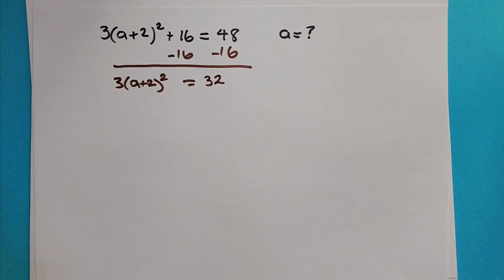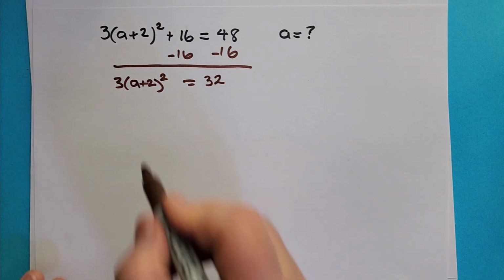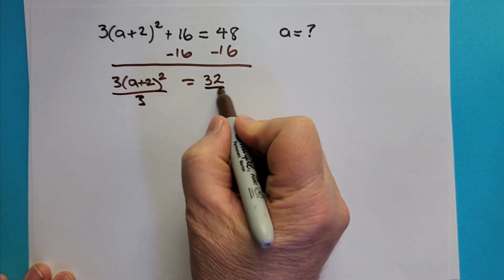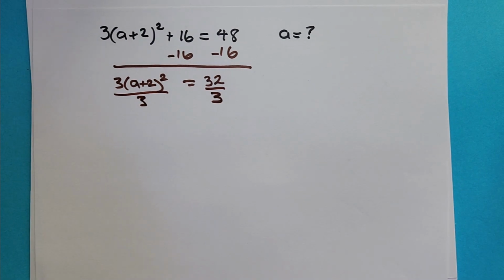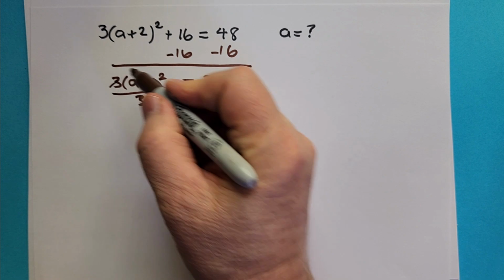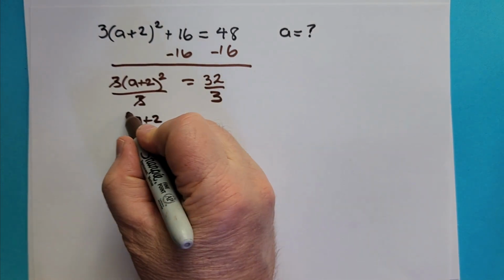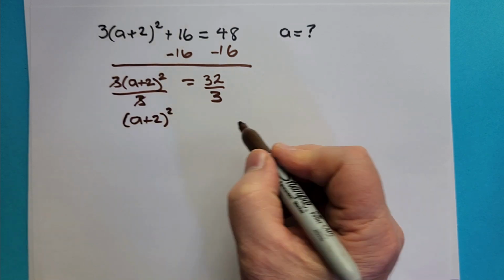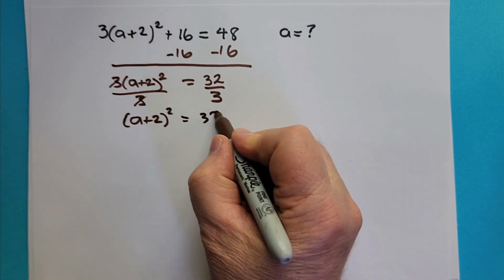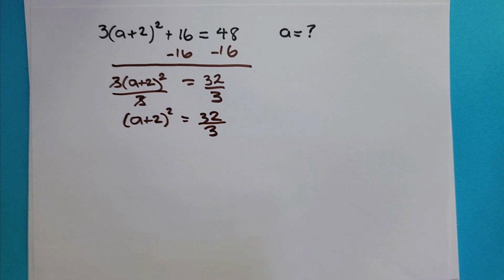Okay, so go ahead and continue solving. We're going to divide out the 3. So this is going to be kind of a complicated set of roots. But we're going to go ahead and divide out the 3. In order to use the square root property, we have to have the squared part of the equation isolated. So we're going to divide that out. So we're just left with the quantity a plus 2 squared equals this fraction 32 thirds.